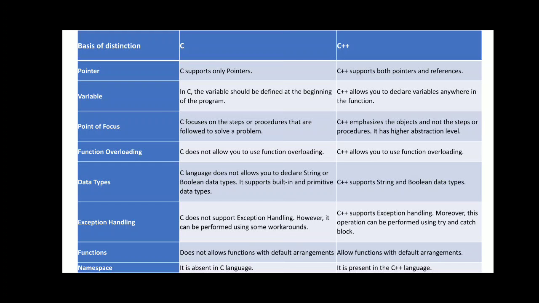Function: C does not allow functions with default arguments, whereas C++ allows functions with default arguments. Namespace: there is no concept of namespace in C, it is absent, but in C++ there is a concept of namespace. We are using namespace std, the standard namespace, for objects like cin and cout.